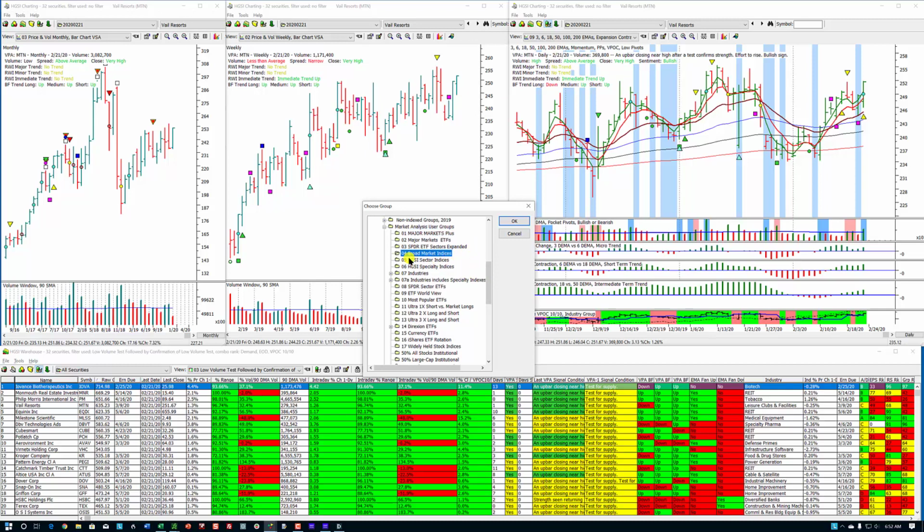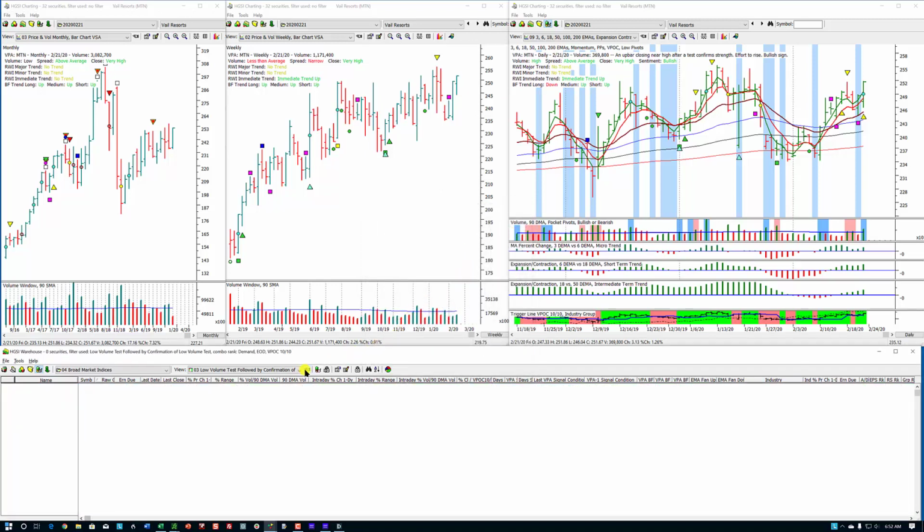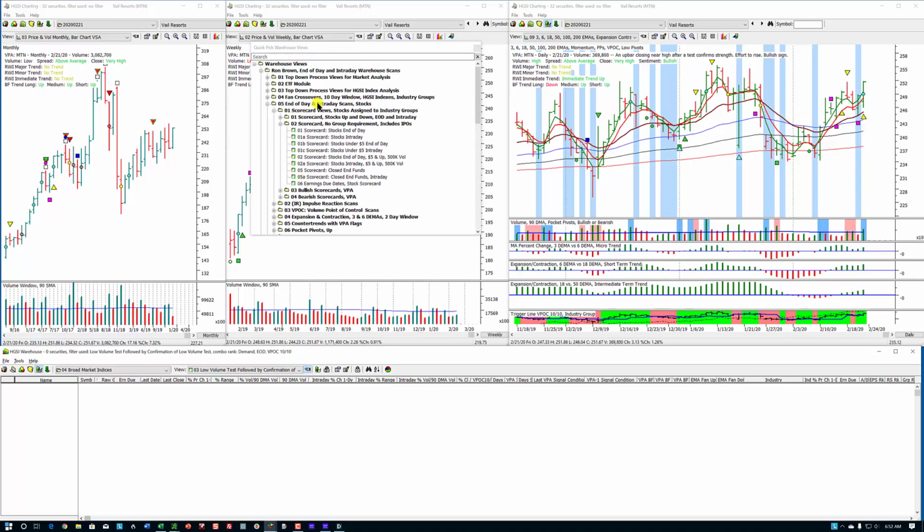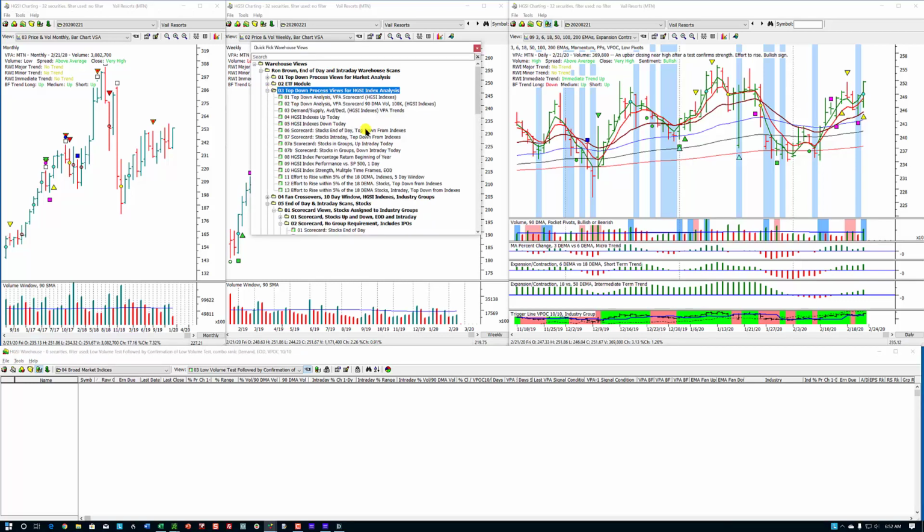Most of us have fairly fast computers now, and it's not a major issue. I'm going to go into my folder number 4, broad market indices. These are indexes that are created by HGSI during every update, and you can update intraday if you want to. I'm going to go to folder number 3. This is top-down process views for HGSI index analysis.